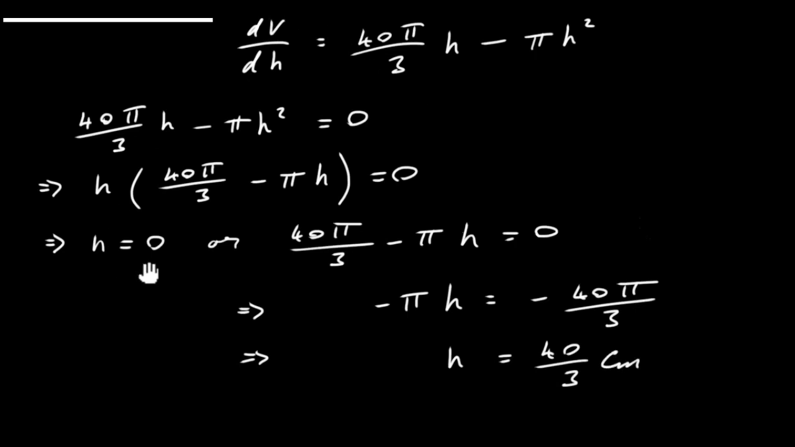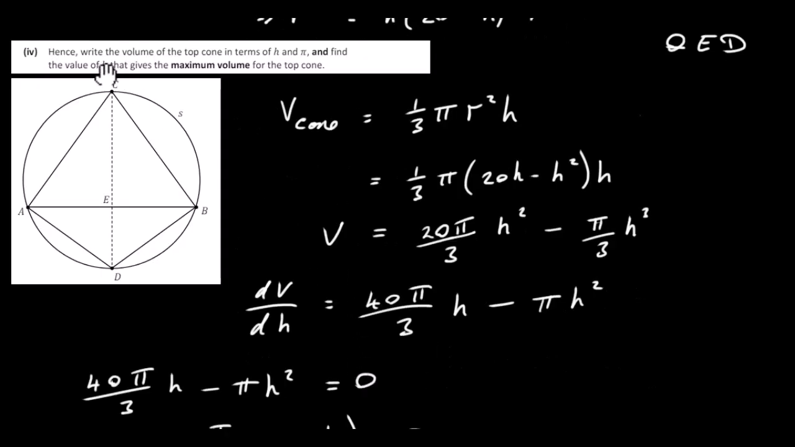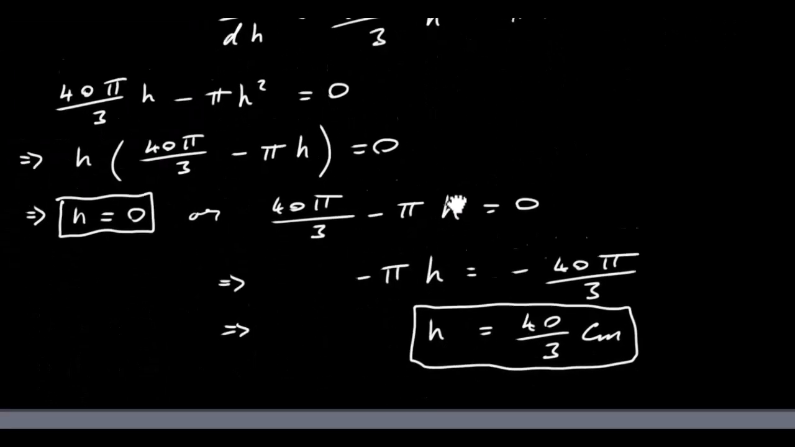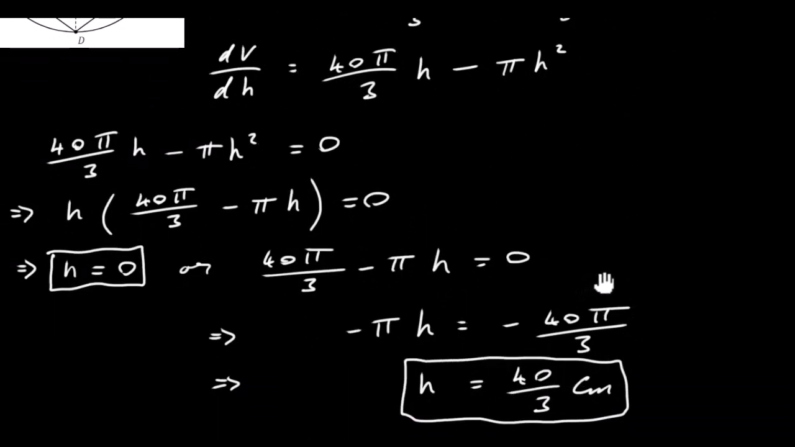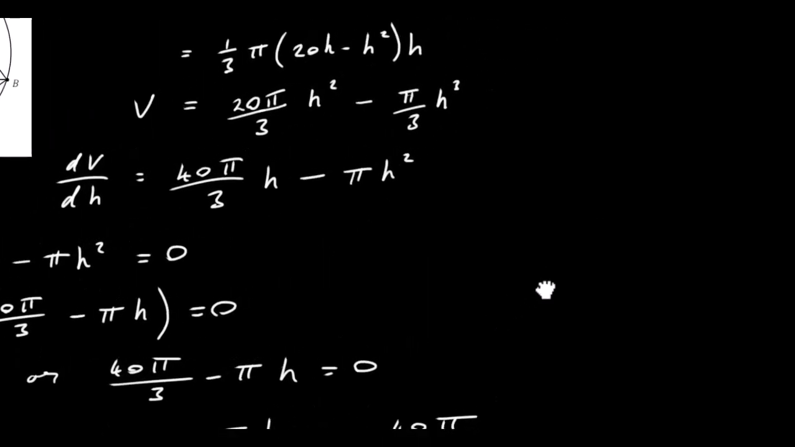So I have two answers here: h is equal to 0 and h is equal to 40 over 3. What we were asked is to find the value of h that gives the maximum volume for the top cone. Now if you put 0 in here, you'll get a volume of 0, so it doesn't make much sense to use 0. But I will just test these to make sure that this is a maximum, and the way you would do that is by taking the second derivative.